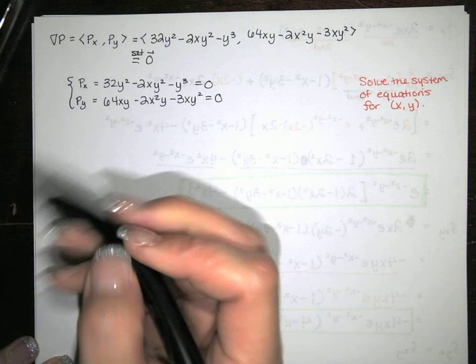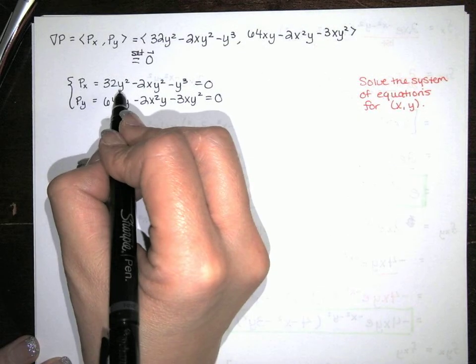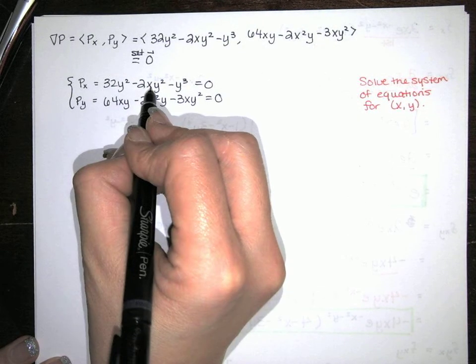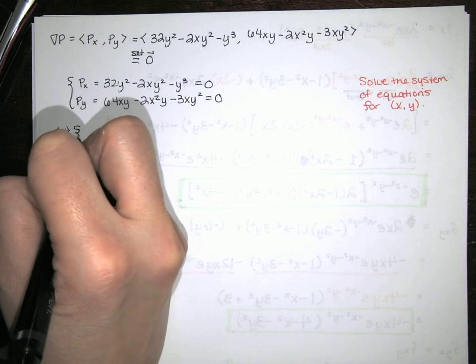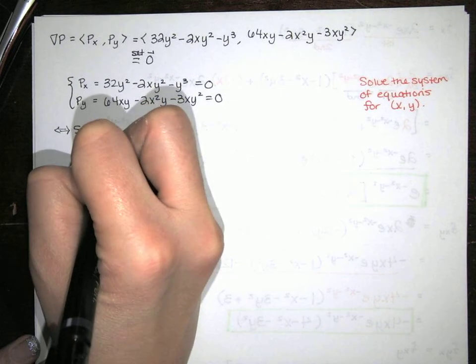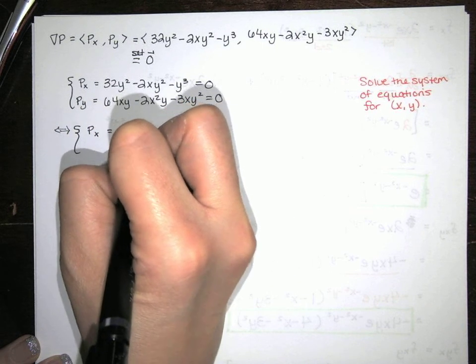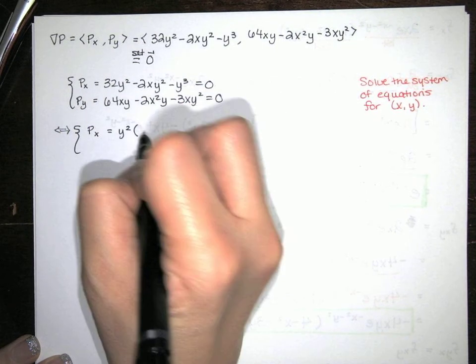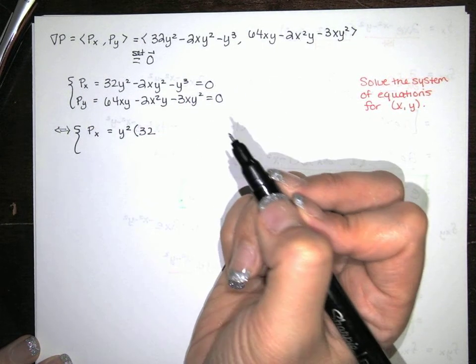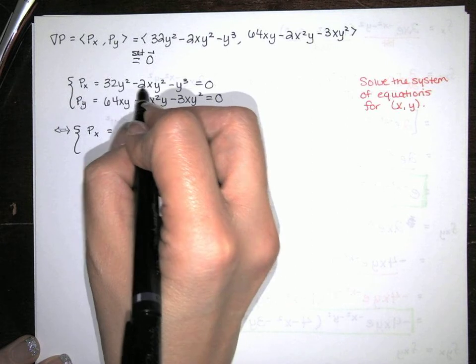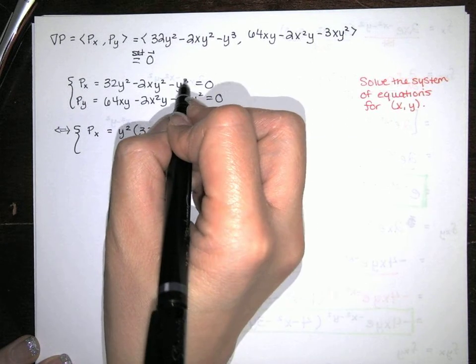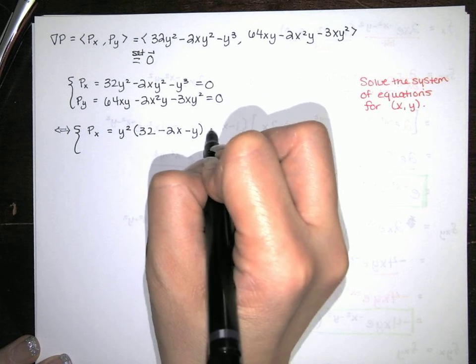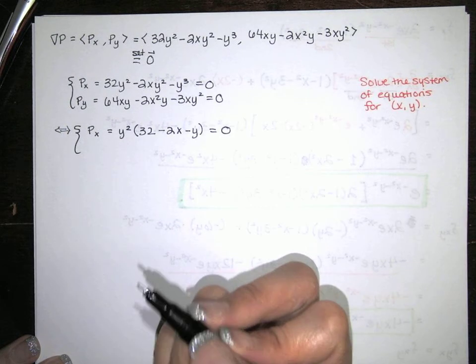Okay, so we factor this first one. Well, I look at this term, and this term. I notice that they all have a y squared in common. So I'll factor that out. Y squared times 32 gives me my first term. Y squared times a negative 2x gives me my second. And y squared times a negative y gives me my third. And I need that to be 0.